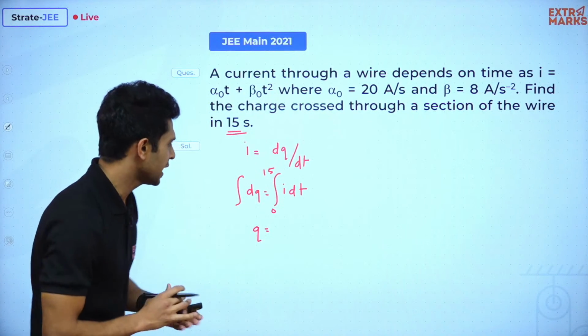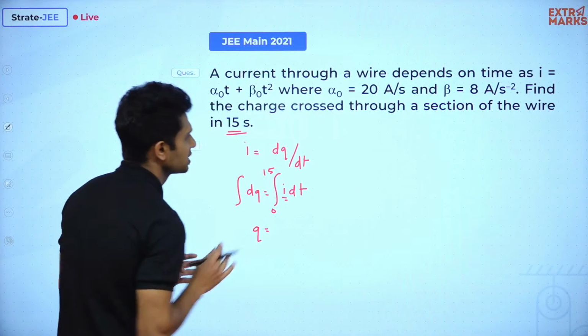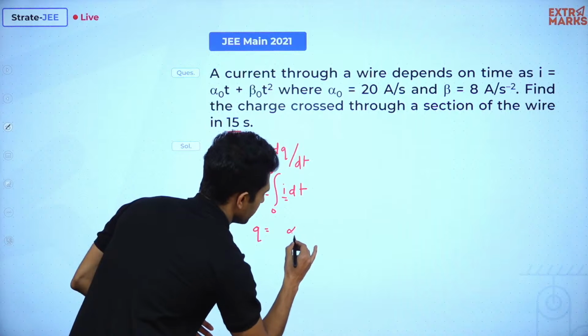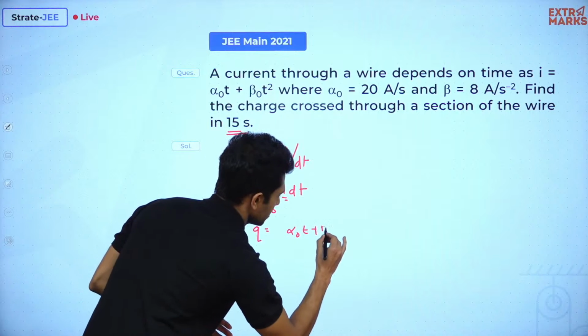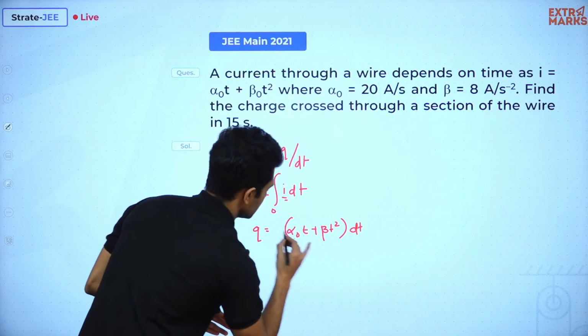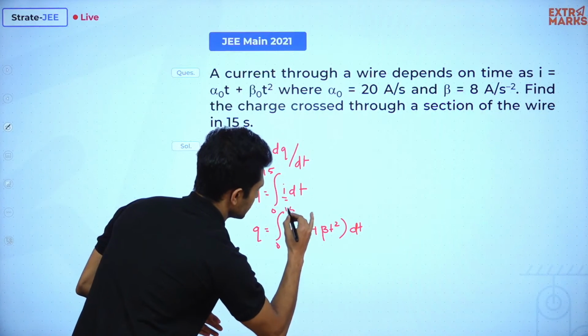Right? So okay. What I'm going to do? I'm going to substitute for I. The value of I is alpha naught t plus beta t square into dt, integral 0 to 15.